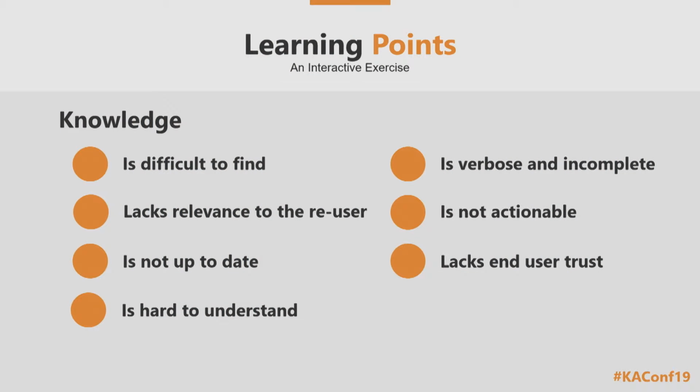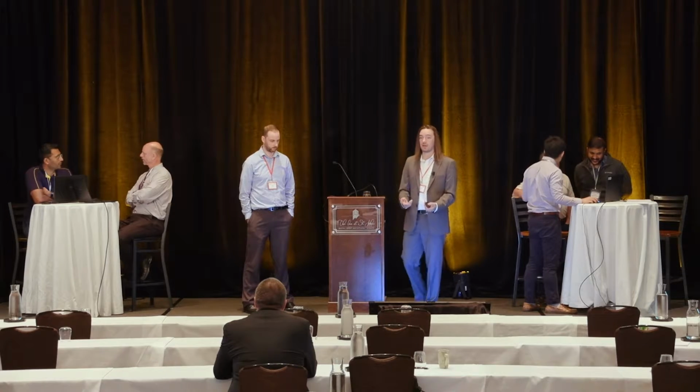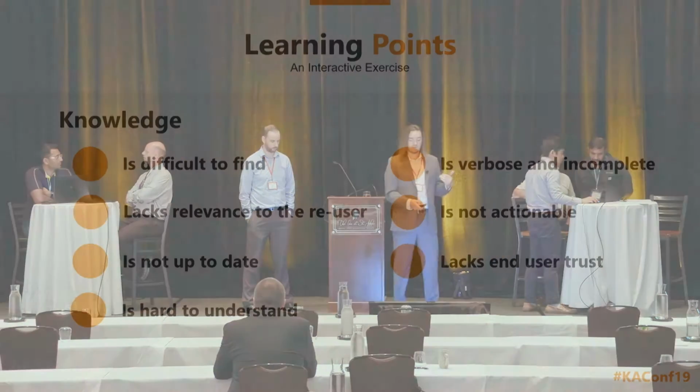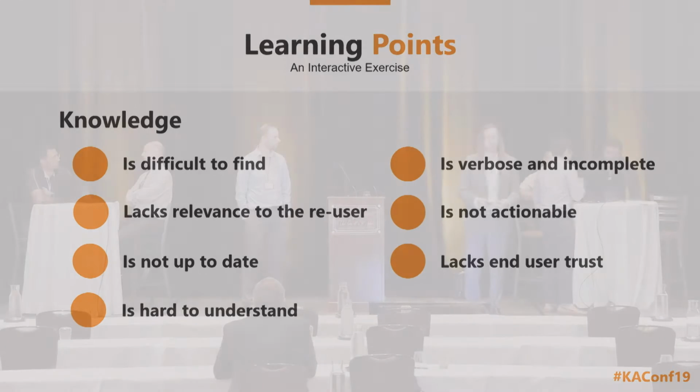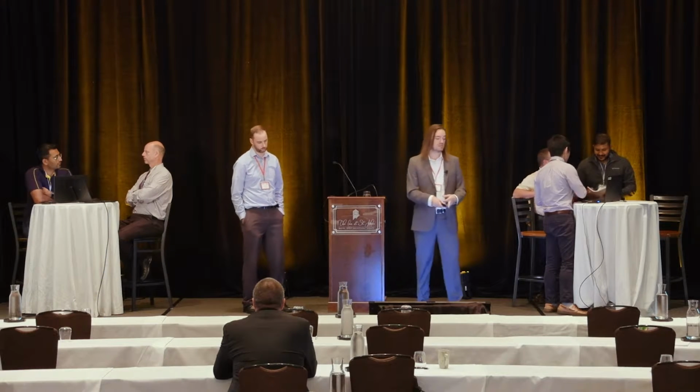Then the sixth one is that it's not actionable. So you might put something into a document that says reduce the weight or make sure you meet the specification. But what does that actually mean? How do you actually take action on reduce the weight? Then the seventh one is that, because of all of these 6 things, people just don't trust it anymore, right? Because it's hard for me to find, because it lacks relevance, because it's not up to date, because it's verbose, because it's hard to understand, because it's not actionable, I just don't trust it, so I don't use it.